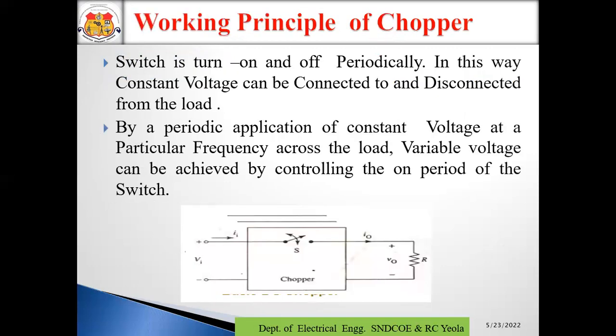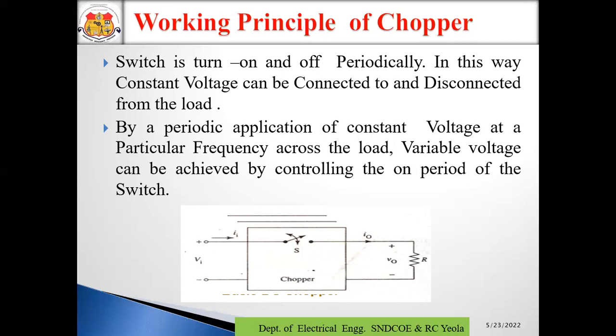Now the working principle of the chopper. You can see in this diagram the working principle and the function of the chopper. As we know, a chopper is a semiconductor power electronic device which converts fixed DC into variable DC. In this block diagram we are showing that the chopper is a switch. The switch is turned on and off periodically. In this way, constant voltage can be connected to and disconnected from the load.